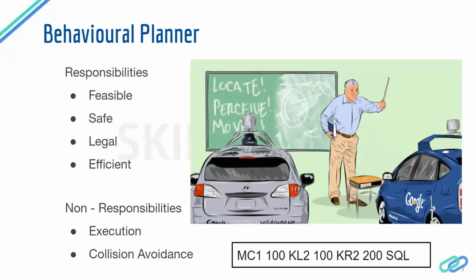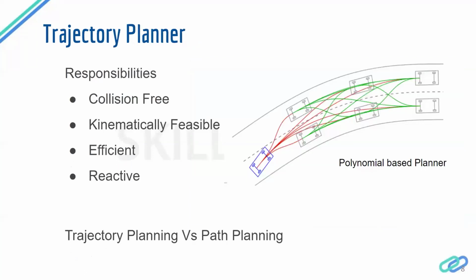Let's go to the next thing, which is the trajectory planner. This is the third layer in the planning, and a very crucial layer. What are the responsibilities of this layer? The responsibility of this layer is to create collision-free, kinematically feasible, efficient, and reactive trajectories.